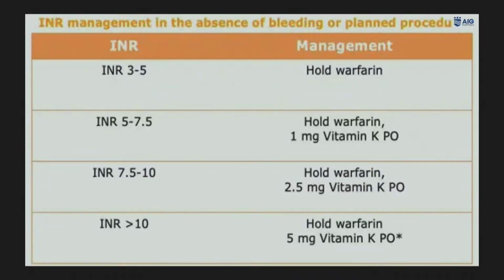Depending on the INR, in elective cases, in the absence of bleeding or a planned procedure, we need to decide how to reverse the warfarin effect. If the INR is between 3 and 5, simply hold the warfarin. If the INR is between 5 and 7.5, hold warfarin along with 1 milligram of vitamin K orally. If the INR is between 7.5 and 10, hold warfarin along with 2.5 milligrams of vitamin K orally. If the INR is more than 10, hold warfarin along with 5 milligrams of vitamin K orally.